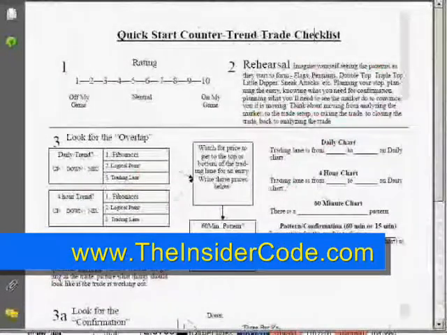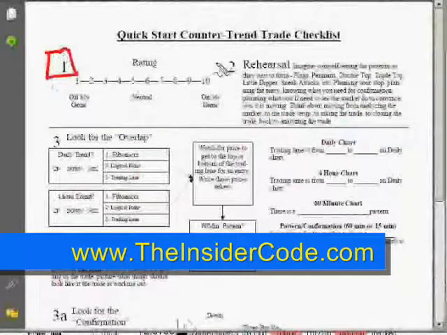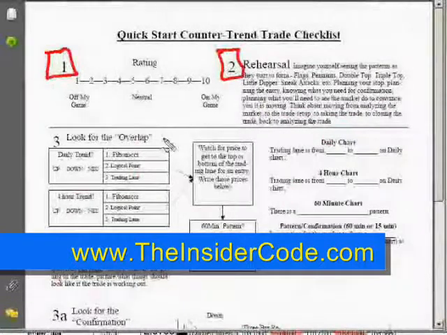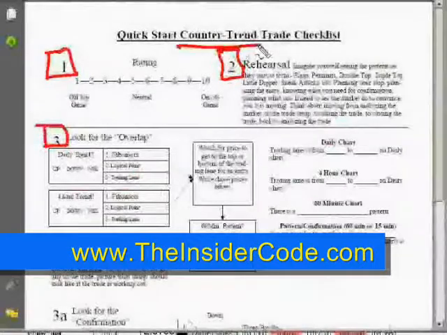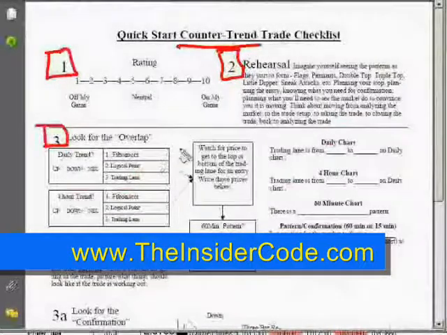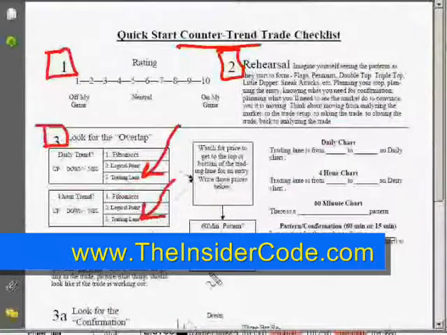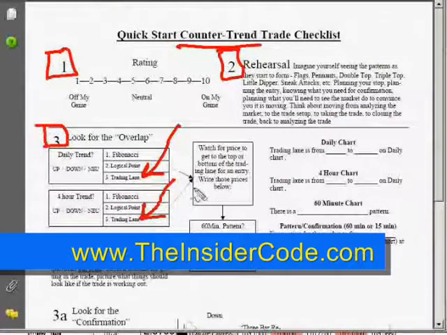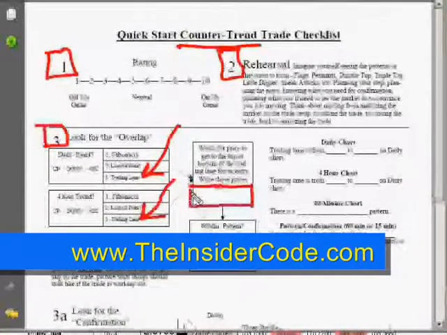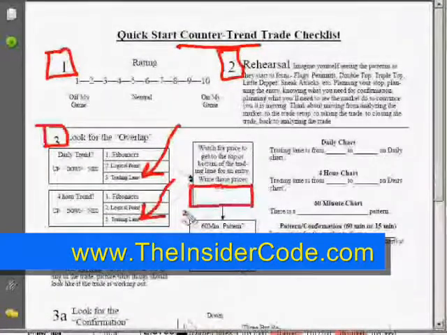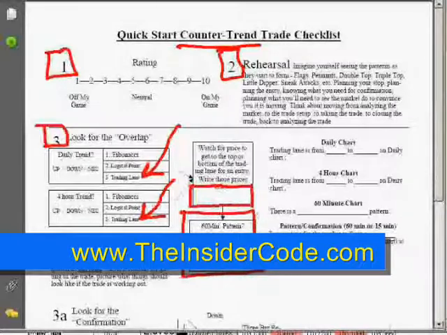The counter trend trade checklist is very similar. You can see that it has section 1 is rating, section 2 is rehearsal, and then section 3 has overlap as well. But there is an important change. When we're in a counter trend mode, this is where we start looking for our trading lane on the 4-hour and on the daily chart. We then write the trading lane down here, and then we wait for an hourly pattern.